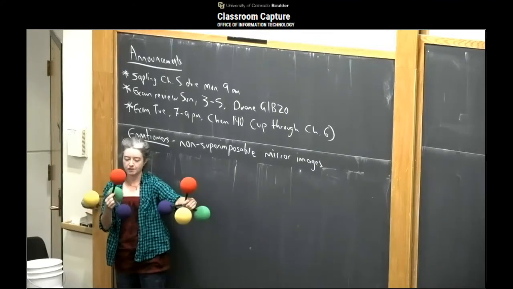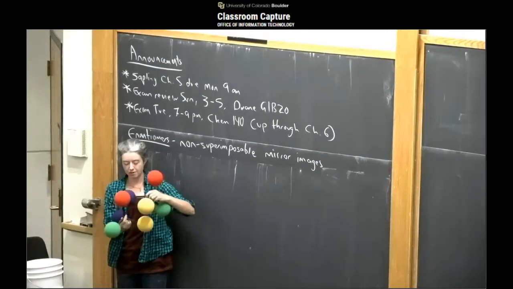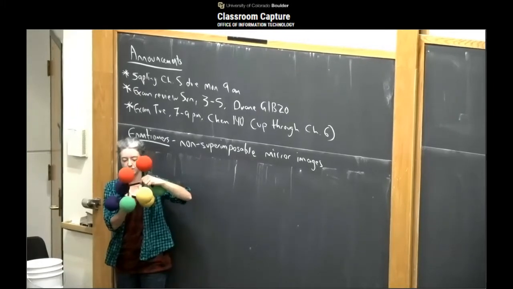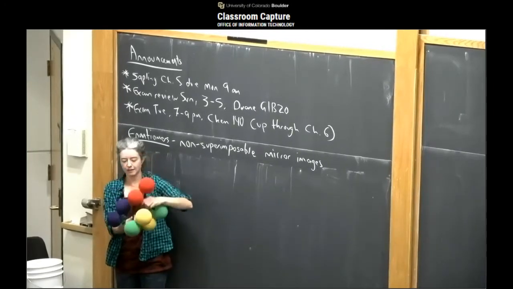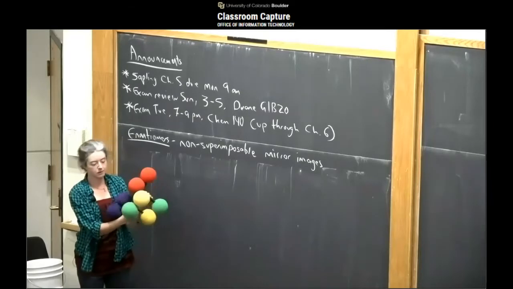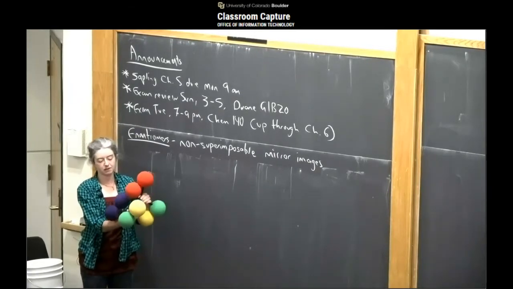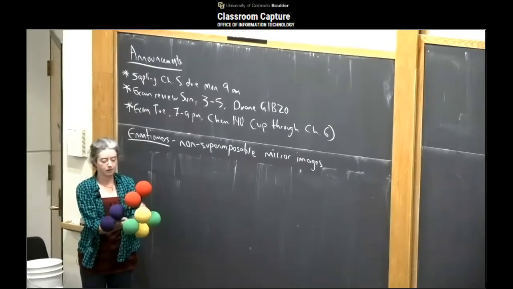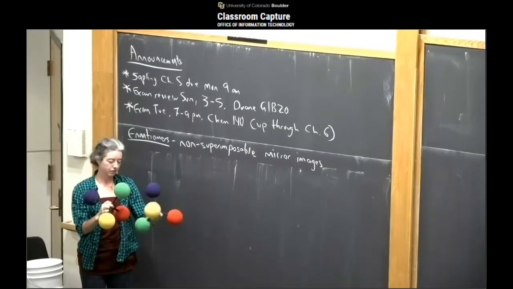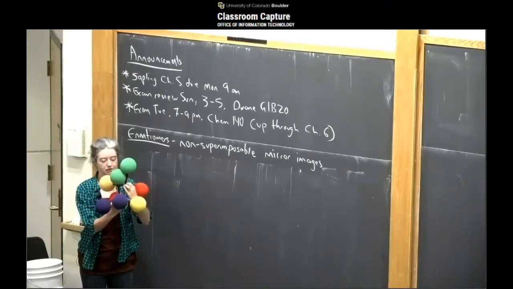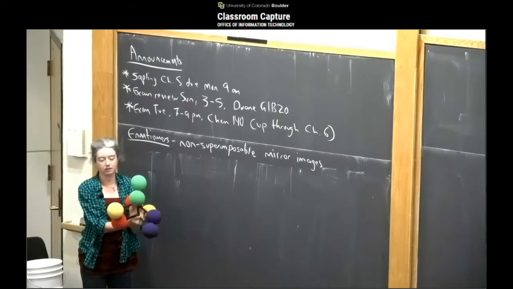So they're mirror images. But if I try to overlap them, if I try to get the two molecules overlapping exactly in space, it's never going to work because I'm always going to have two of the atoms that mismatch with each other. So if I line them up this way, green and yellow are swapped from where they should be. Or I could do maybe I'll get green and purple to match up, but now red and yellow are going to be a problem.